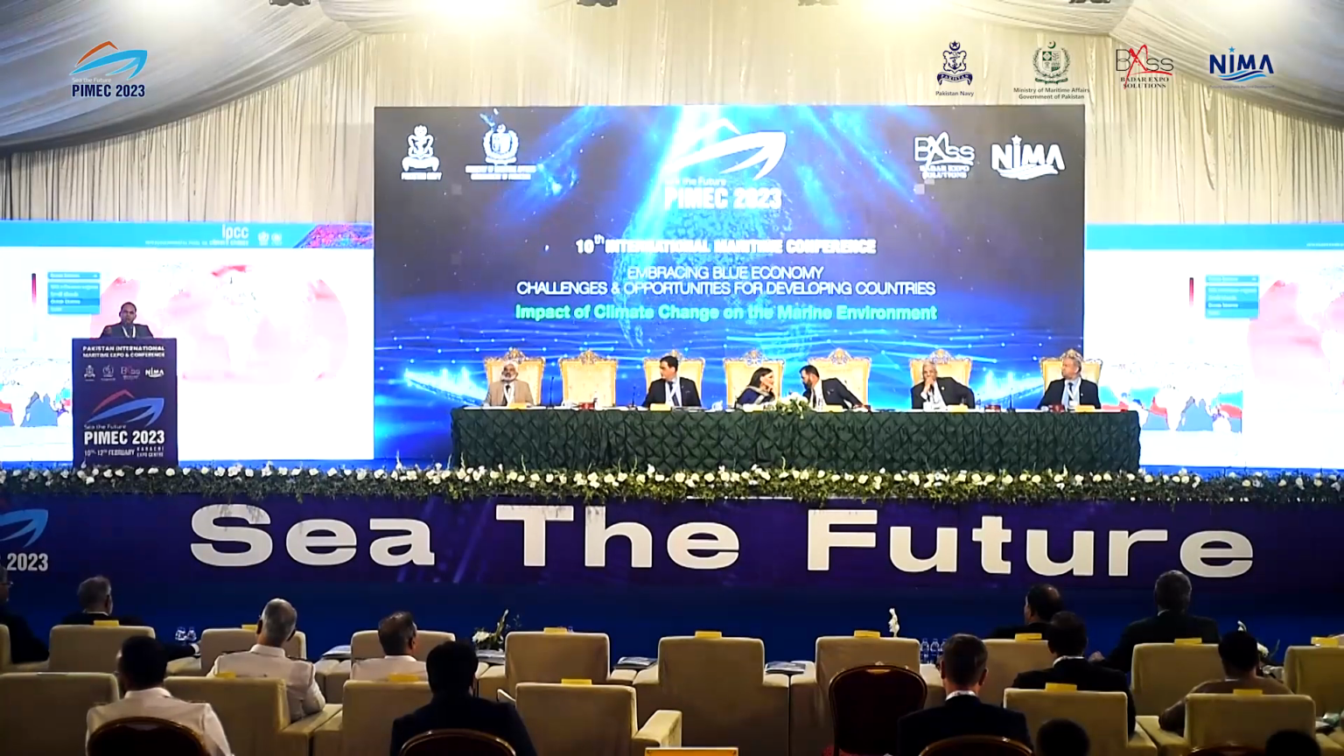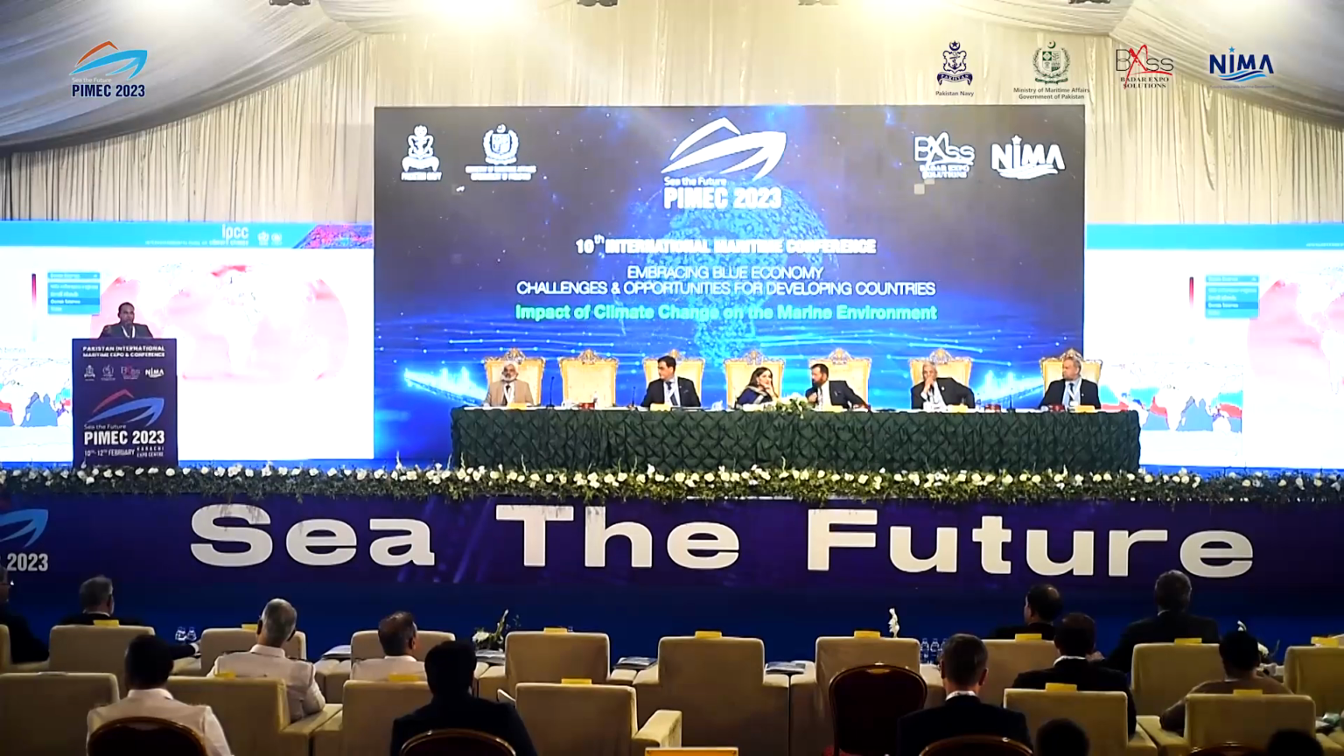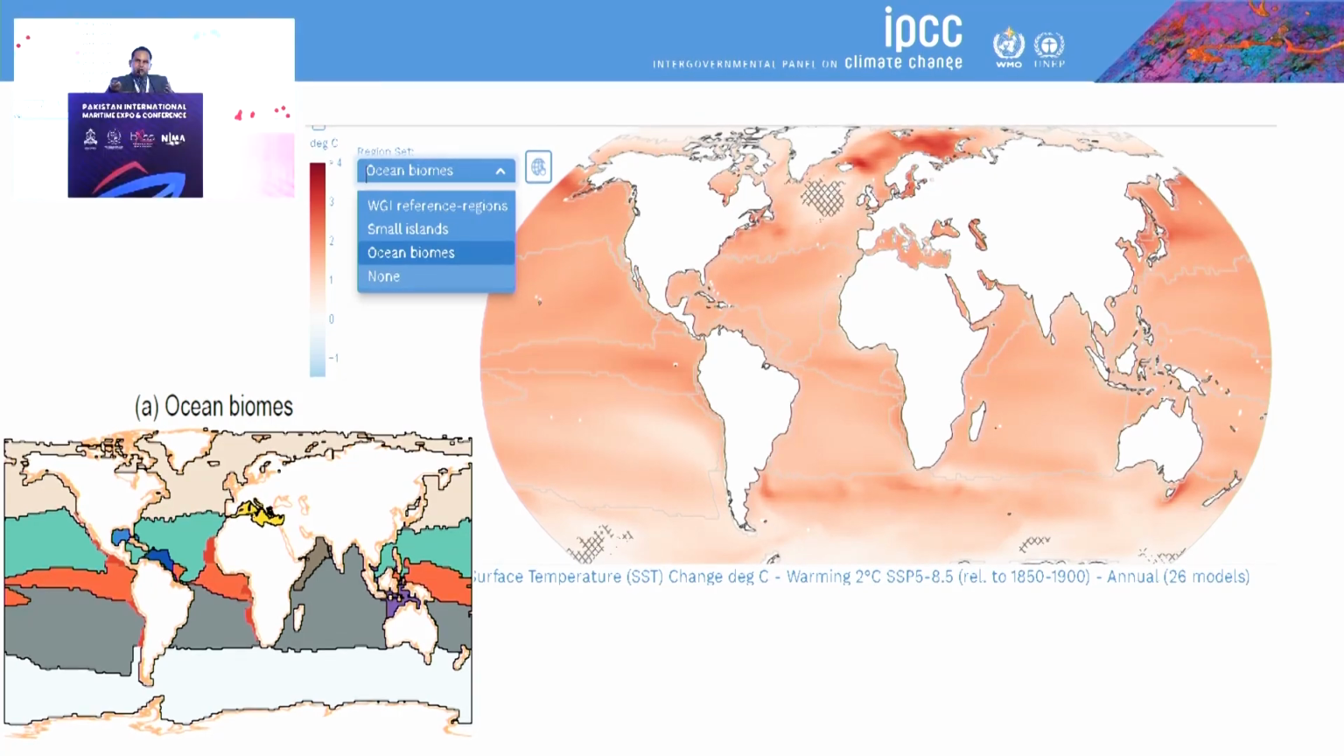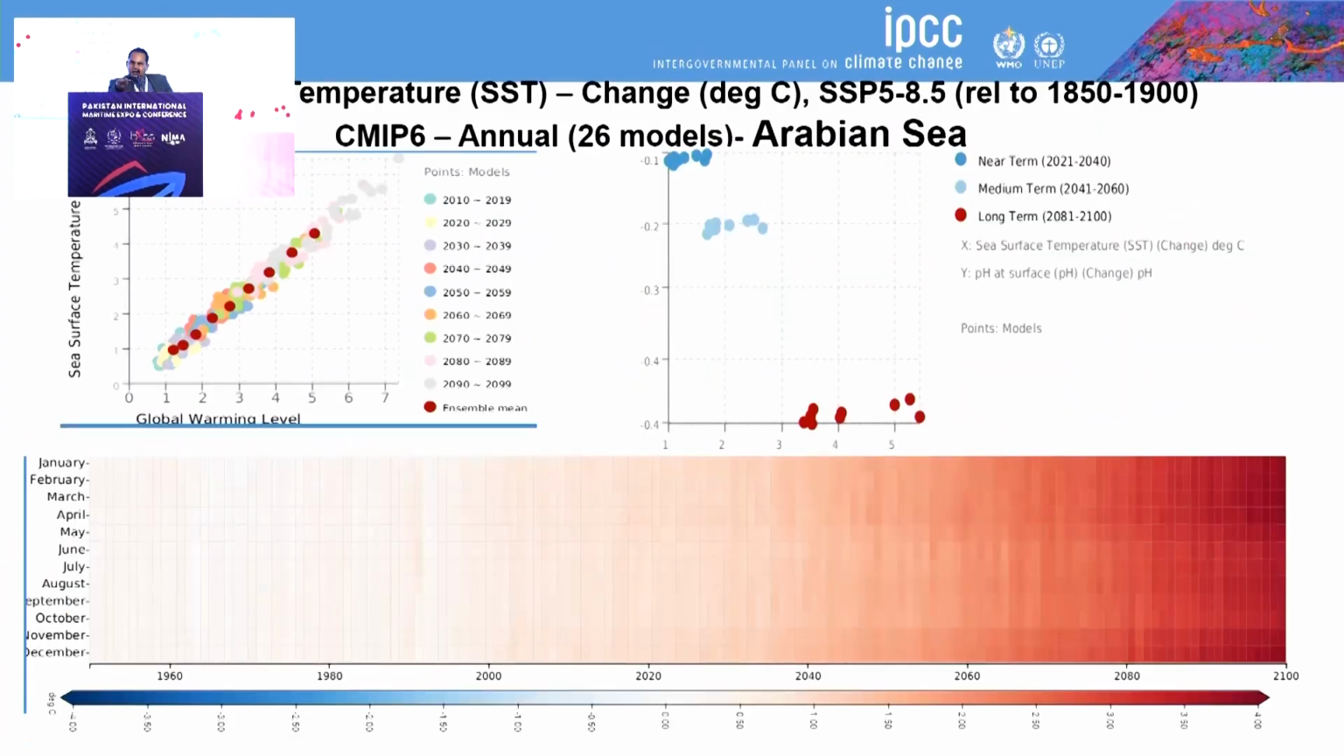There are also a few regions which have been identified as ocean biomes. Our Arabian Sea is one of the regions in the ocean which are ecologically very active. So I have a few results for that region. You can see for different months, and under the x-axis you can see the different years.